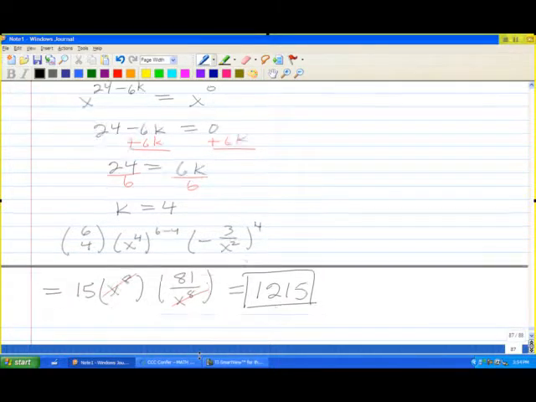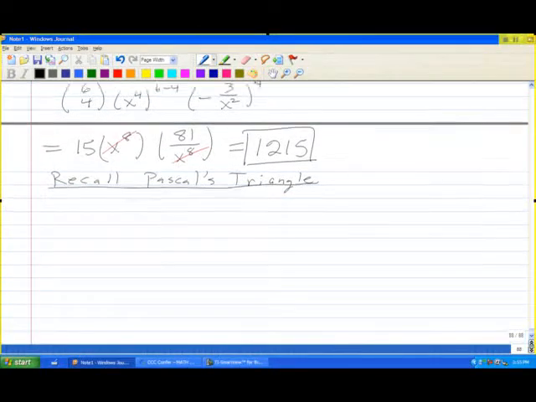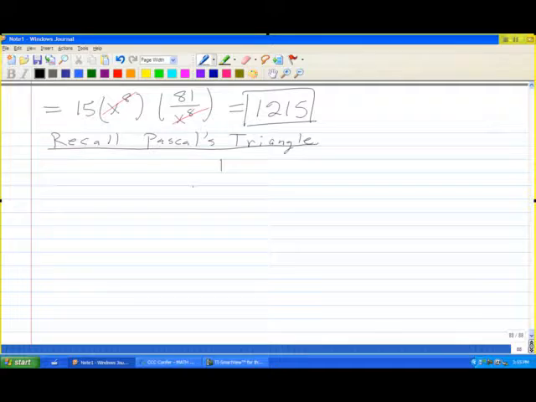Okay, so let's recall Pascal's triangle. And so let's construct it again. So you start with 1, then you add what's above. 1 plus 1 is 2. 1 plus 2 is 3. 2 plus 1 is 3. Drop down to 1. 3 plus 1 is 4. 3 plus 3 is 6. 3 plus 1, 4. Drop down to 1.